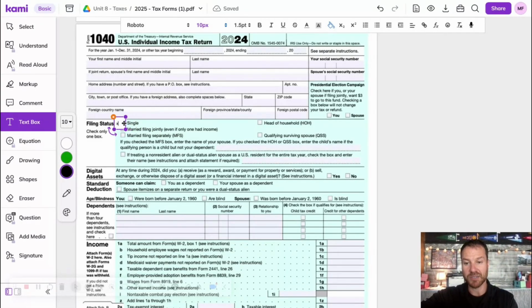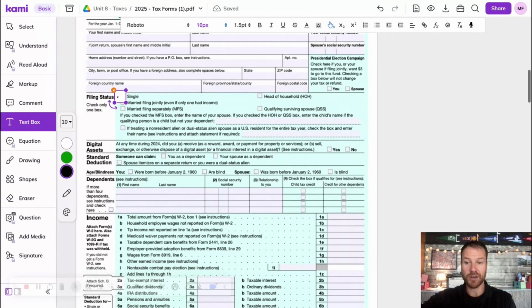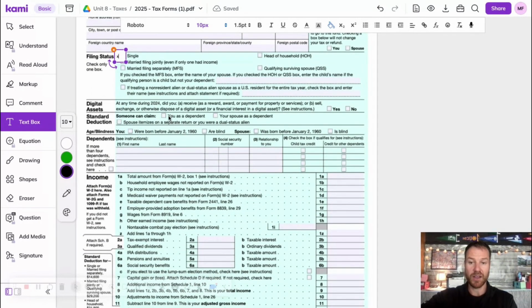I have them X this box right here. Again, I usually print this out and have them do it physically, or I could have them do it on Canva as well. But for right now, now that they have been marked as single, I'll come down here. The question is, can they be claimed as a dependent? This one could get a little wishy-washy. If their parent or guardian is providing them with more than 51% of their income, then they could actually be claimed as a dependent. But for right now, we will say that they are not.